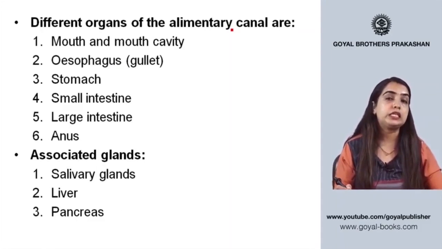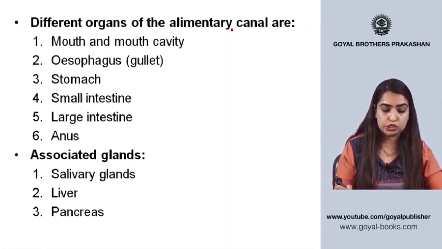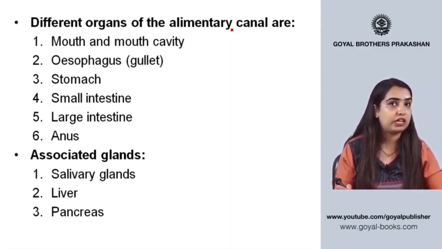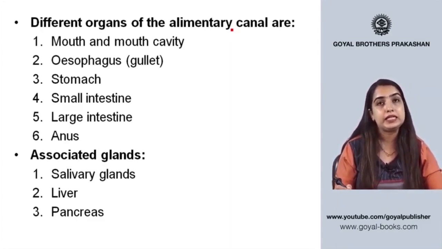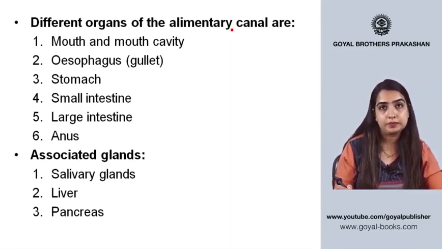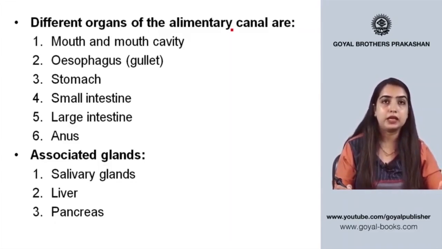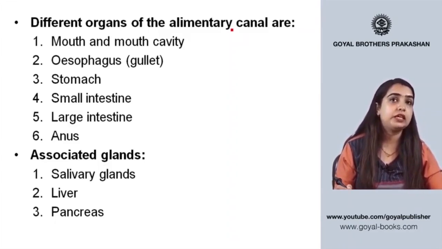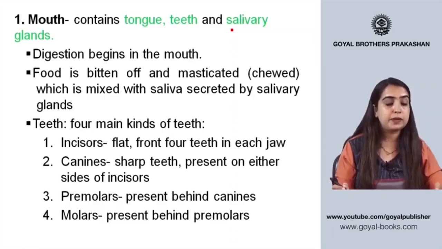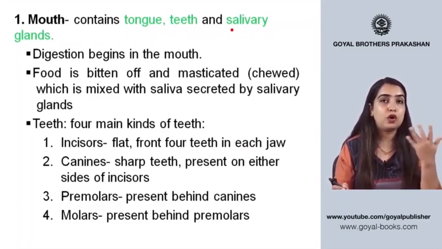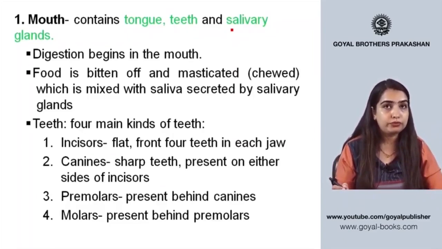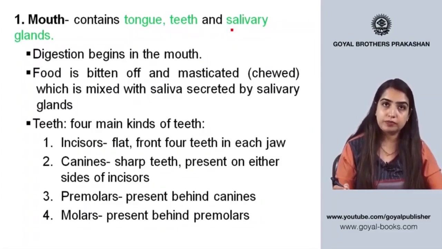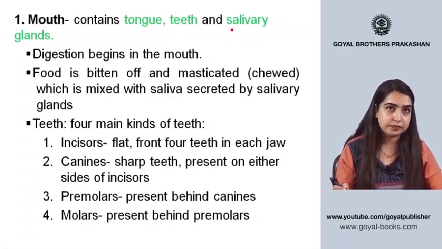Now, there are certain associated glands which help in the process of digestion, and these glands include the salivary gland, liver and pancreas. Now, let's discuss each of these briefly. Let's begin with the mouth. Try to see what all your mouth comprises of. You would notice it has a tongue, teeth as well as salivary glands.